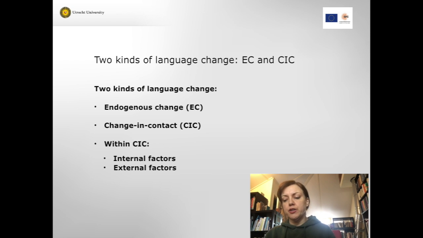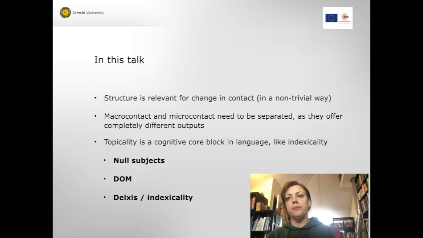Internal factors are instead defined as factors that have to do with the grammar itself or with the cognition, so the cognitive abilities of the speaker. We will return to these internal factors shortly. In this talk, we will focus on why structure is in fact very relevant for changing context. We will try to show that structure is one of the decisive factors for transfer between languages, syntactic transfer. We will also show that macrocontact and microcontact, which I will define in a minute, need to be separate.